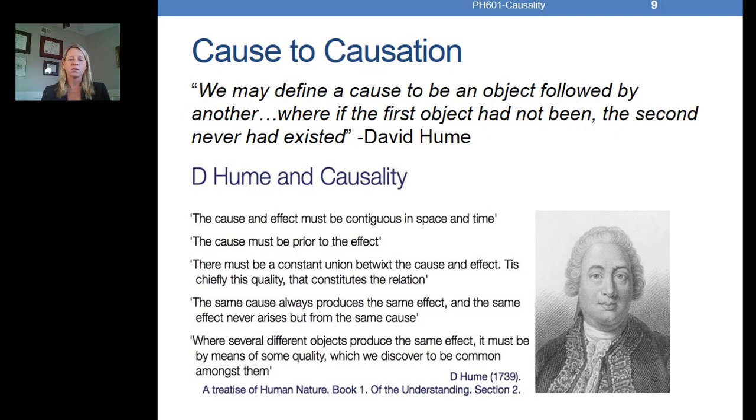I'm not going to read through these. However, as you'll find later when we talk about the Bradford-Hill criteria, many of these criteria that Hume is discussing are essentially the same as what Bradford-Hill later postulated.